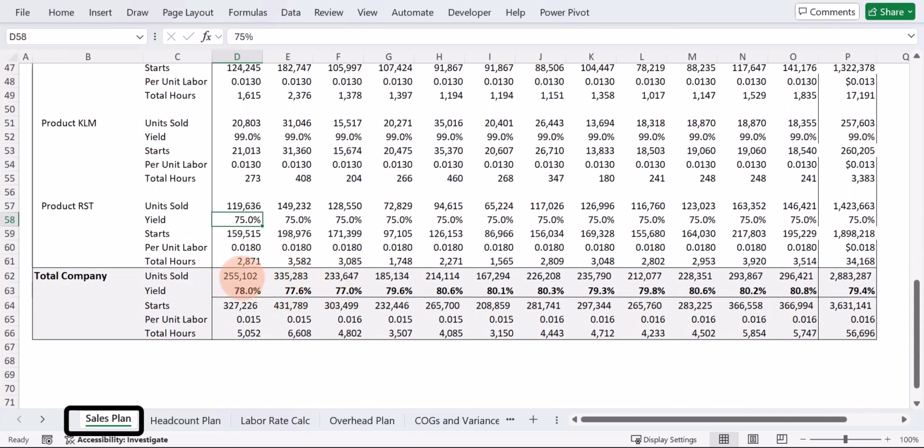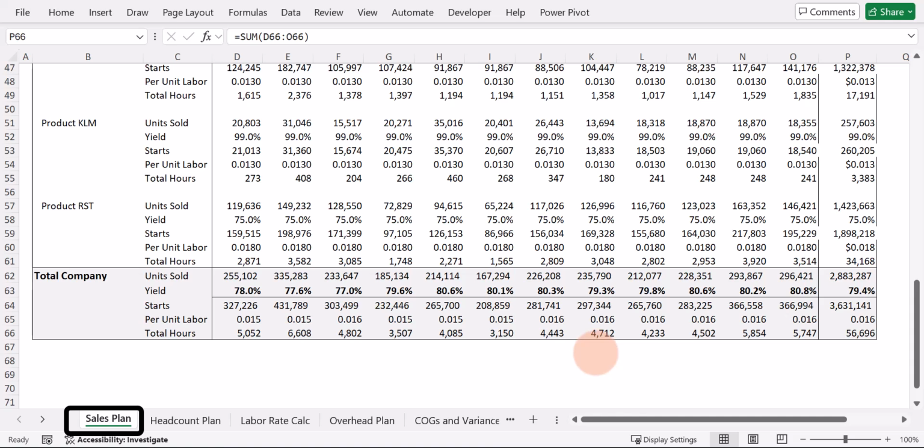And then down here we summarize everything and come up with a weighted average yield for everything with all our starts, average per unit labor, and then this is the total hours. So we're going to need 5,000 direct labor hours to start the number of units that we have in here. And then over here at the right, you can see that we're going to need about 57,000 hours for the entire year of direct labor.